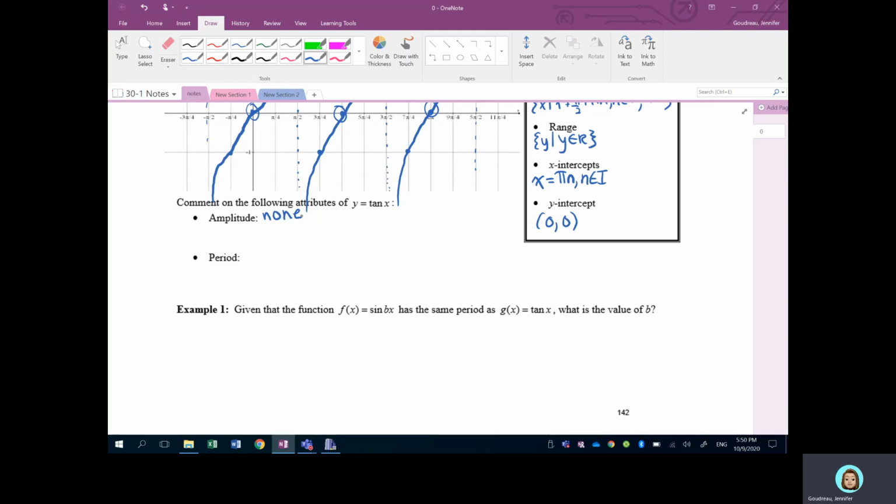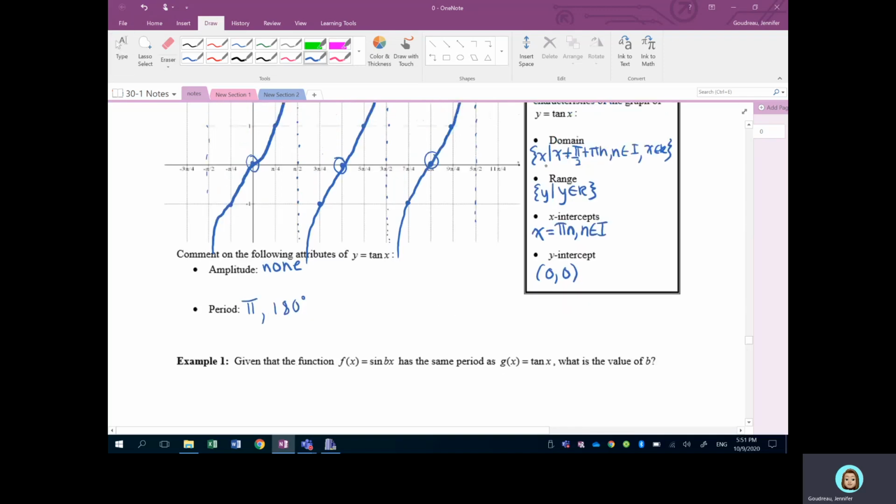The period, however, does exist, because it's repeating that same pattern over and over and over again. And we did notice that, unlike sine and cosine, it only takes halfway around the unit circle to get through one complete pattern, or one complete cycle, of tangent. So the period of tangent is pi, or in degrees, 180 degrees. We should also maybe go back and do that here. The domain would be x cannot equal 90 plus 180n. We could write that in degrees. And the x-intercepts are at 180n, where n is an element of the integers as well.